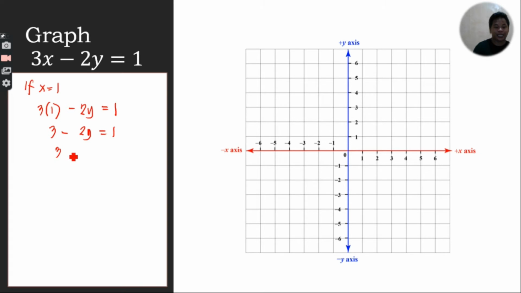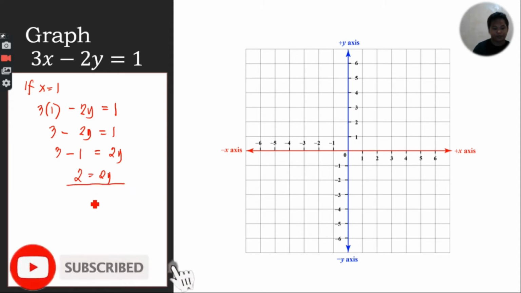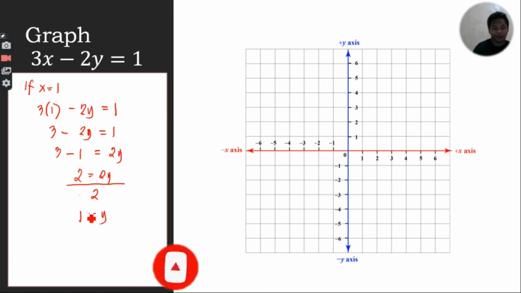Then, ilipat natin yung 1. 3 minus 1 is equal to, ilipat natin yung 2y sa right side para maging positive. 3 minus 1 is equal to 2y. And we can now find the value of y. Dividing by 2, 1 is equal to y. So we have already a point (1, 1).